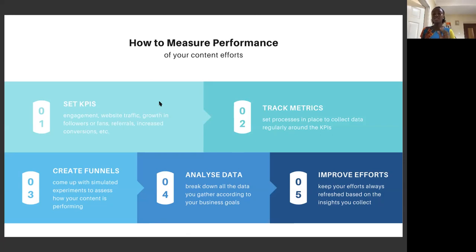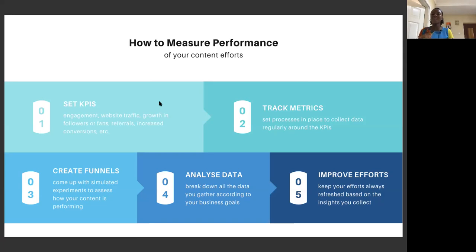The first thing, you have to set key performance indicators. So what is going to show you that the content you have created is meeting the target? So the first thing you want to look at is to set KPIs. So it could be engagement, website traffic, referrals, increased conversions. So maybe if you are getting 20 people placing an order every month and you started content creation consistently and you are seeing 60 people, you know that your KPI has seen some improvements.